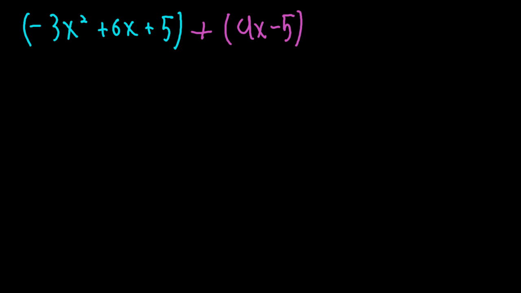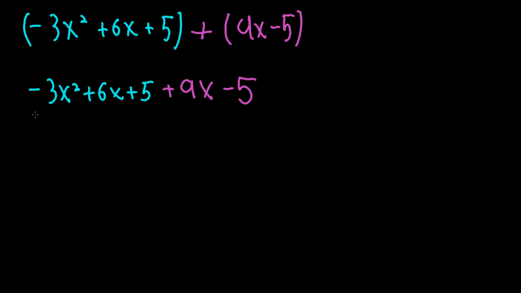All I have to do here is drop my parentheses. So I have negative 3x squared plus 6x plus 5. Now I'm just going to add g of x, so I just drop the parentheses here, so plus 9x minus 5. Alright, from here I'm just going to simplify and combine like terms.